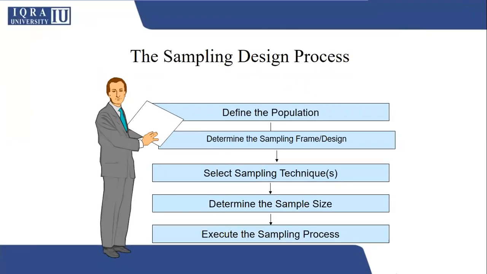Now, the sample design process is you first define the population. Who is your population? Then you determine the sample frame, the design. After doing that, you select the sampling technique. Then you determine the sample size, and then in the last, you execute the sampling process. So this is the roadmap of sampling design process. Clear?